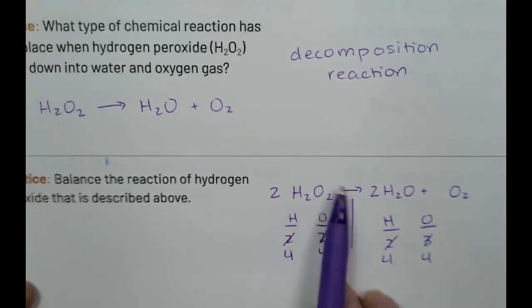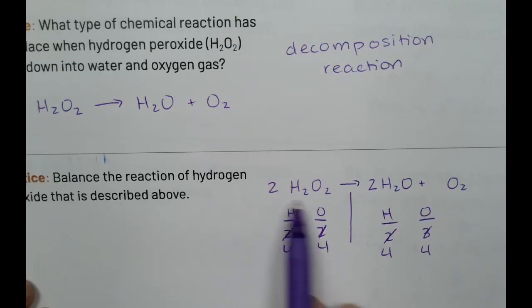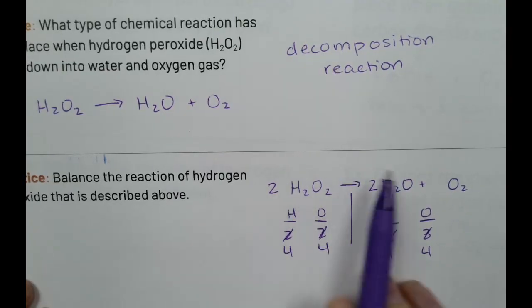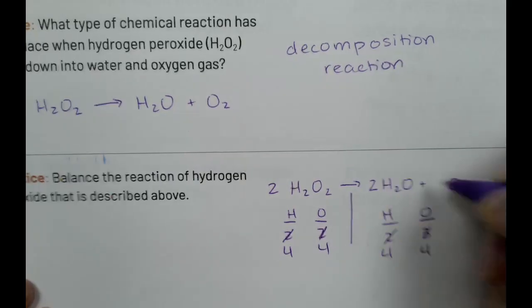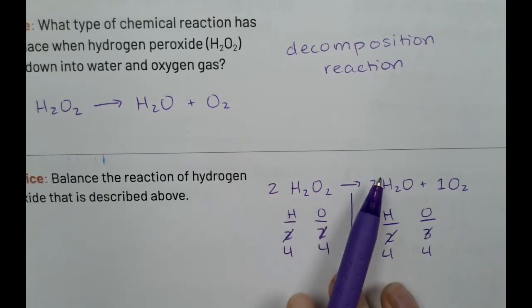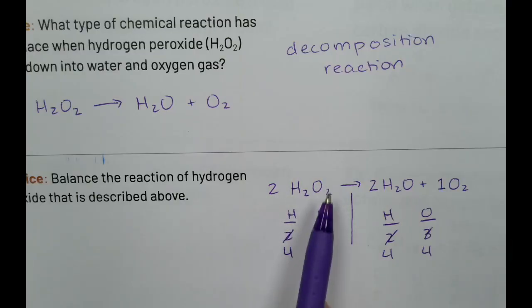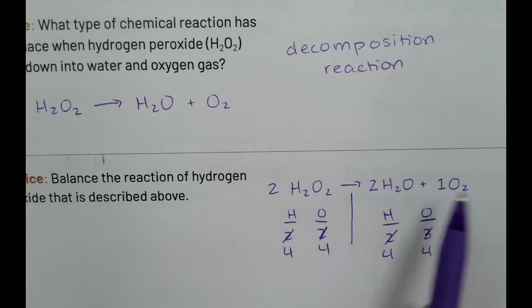2 hydrogen peroxide. This 2, you can think of this actually as 2 moles. 2 moles of hydrogen peroxide breaks down to make 2 moles of water, and remember there's an invisible 1 here, 1 mole of oxygen gas. Whenever you read one of these equations, you can read it as 2 moles of hydrogen peroxide breaks down to form 2 moles of water and 1 mole of oxygen gas.